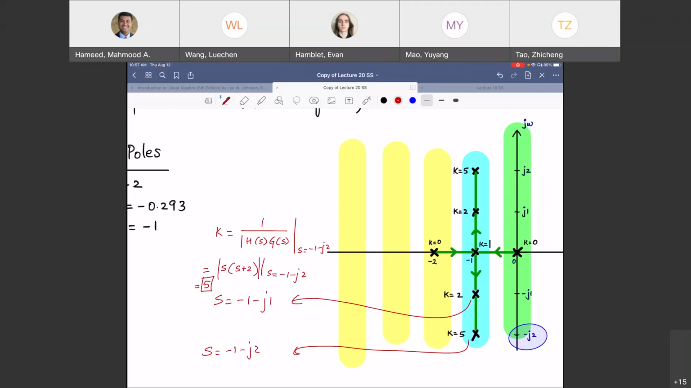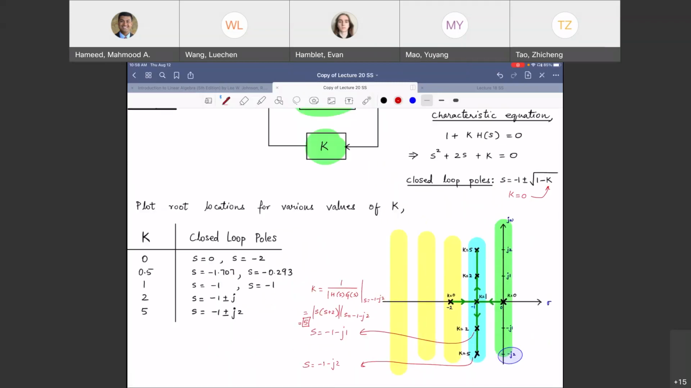Right? So when you are looking for the value of k there, you use magnitude criteria. To check whether it is part of the root locus or not, you use the angle criteria. In fact, we are going to use the angle criteria to formulate all the rules that are going to be used to sketch the root locus. Questions here?